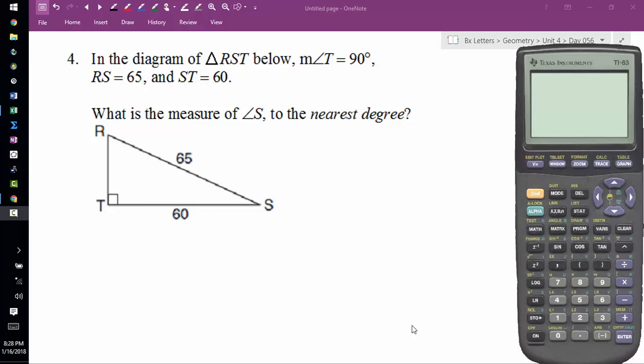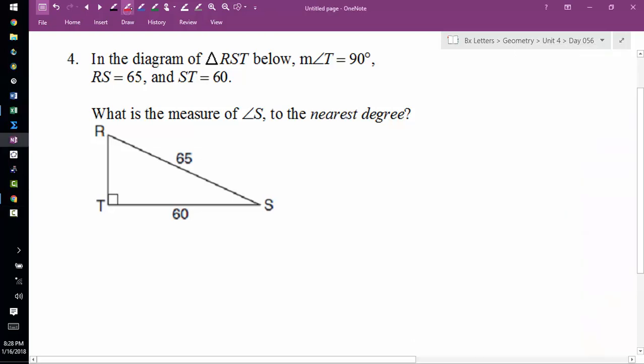Problem 4. In the diagram below of triangle RST, they tell me the measure of angle T is 90 degrees. That's them just telling me, hey, it's a right triangle. And then they tell me you've got a side that's 65, great, and another side that's 60. Awesome. Here is the question.